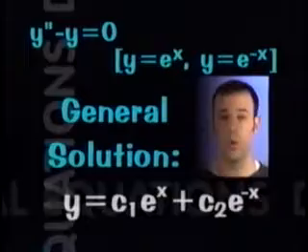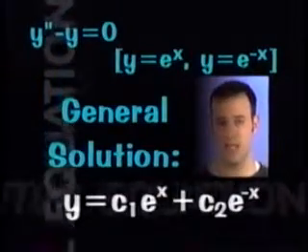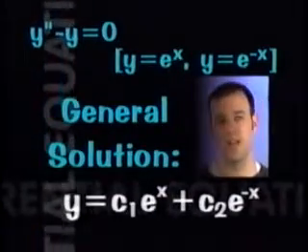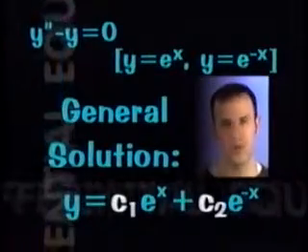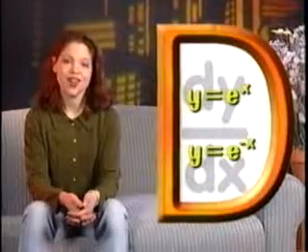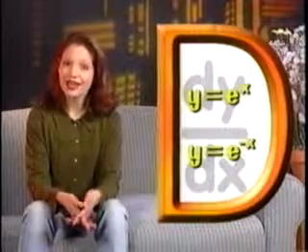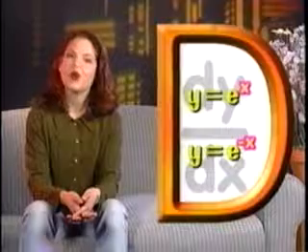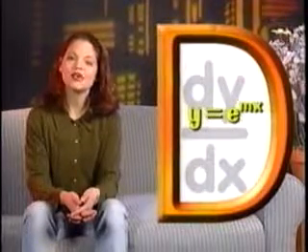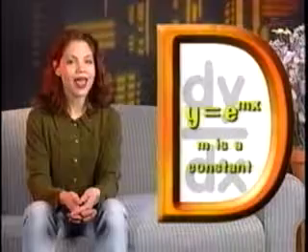So for our differential equation y double prime minus y equals 0, the general solution would be y equals c1 times e to the x plus c2 times e to the negative x, where c1 and c2 are constants. Now, look closely at the solutions we just got, e to the x and e to the negative x. These are essentially the same, except for the coefficient of the x that e is raised to. In general, we look for solutions of the form y equals e to the m times x, where m is a constant to be determined.